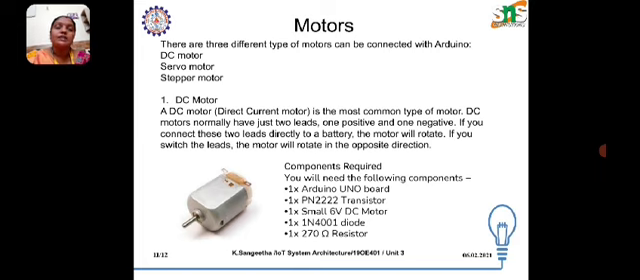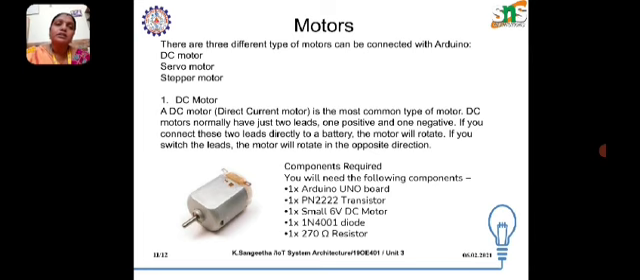First we will discuss the DC motor. A DC motor, or direct current motor, is the most common type of motor. A DC motor normally has just two leads, one positive and one negative. If we connect these two leads directly to a battery, the motor will work, that is, the motor will rotate. If we switch the leads, the motor will rotate in the opposite direction. So we can control the speed and direction of the motor.